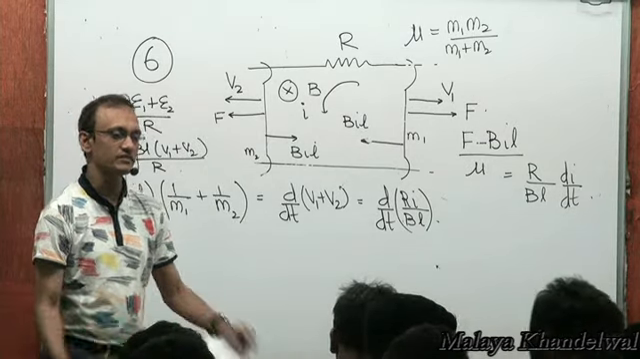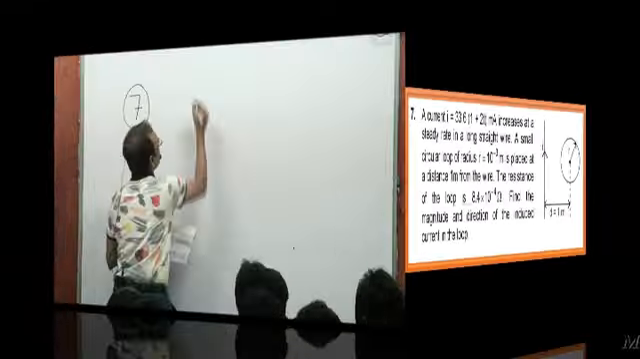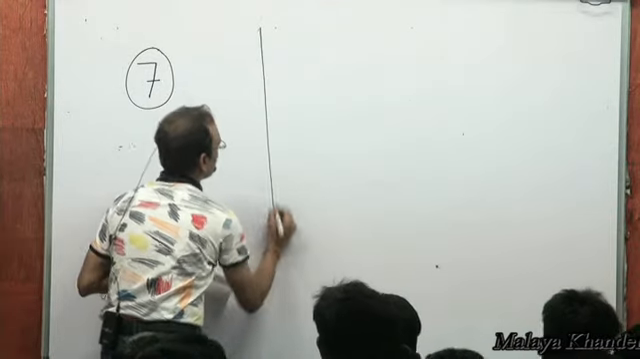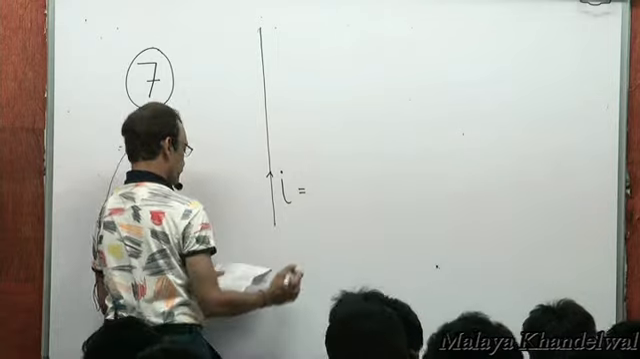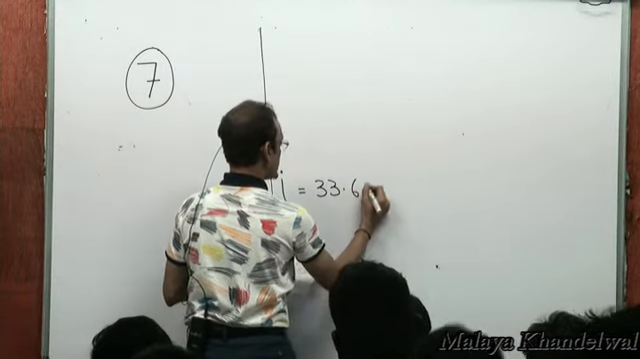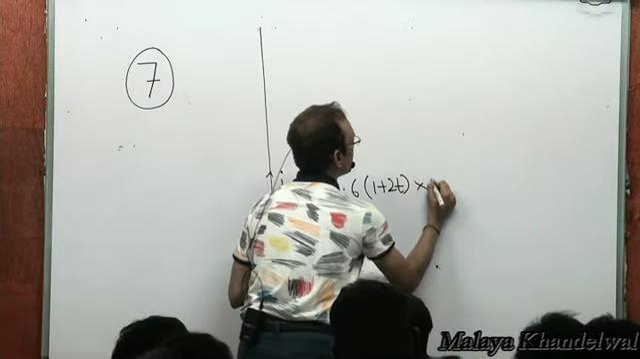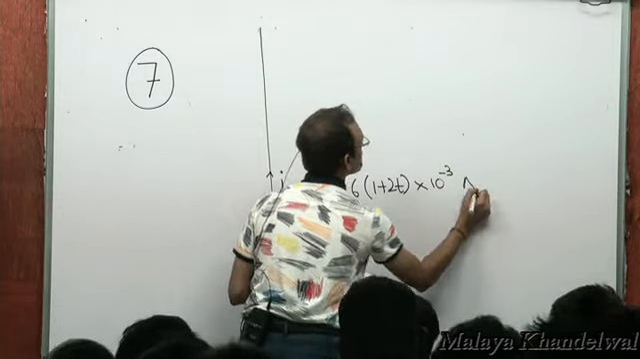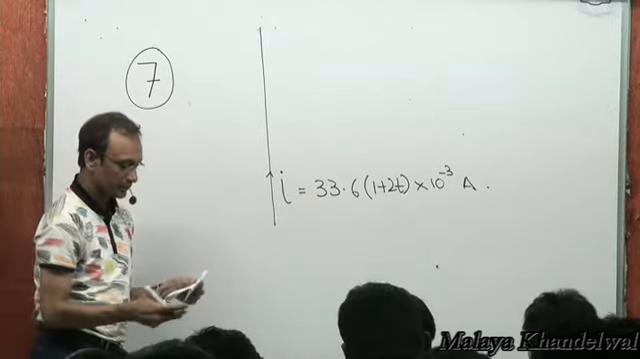Let's look at problem 7. So we have an infinitely long current carrying wire, carrying current I equal to 33.6 into (1 plus 2t) milliamperes, that means into 10 to the power minus 3 amps. That's a time varying current flowing through this. Okay.